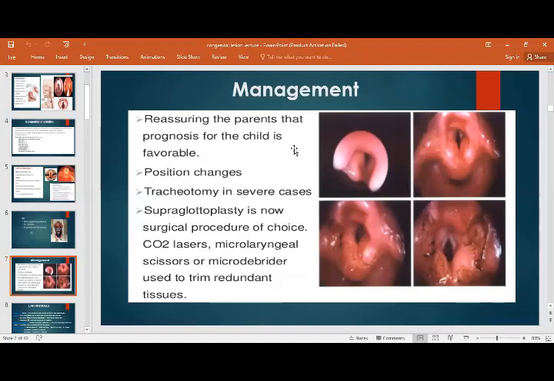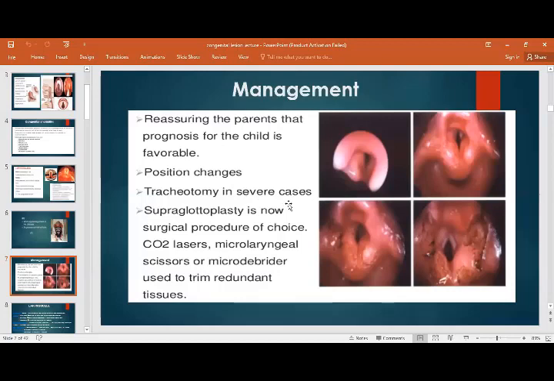So first of all, after the diagnosis, the management plan is to reassure the parents. Then position change: you need to tell them to put the child in a prone position, but be careful about his mouth. It should be on the lateral side, otherwise there could be respiratory obstruction in those patients with a closed mouth.